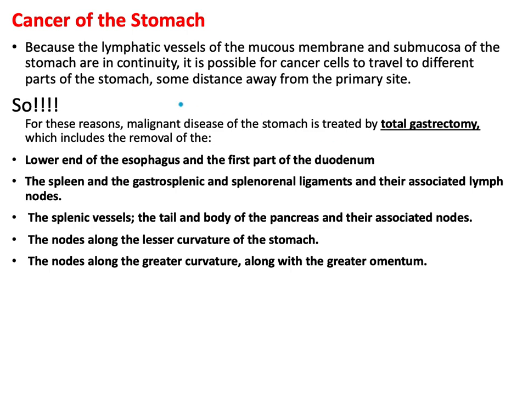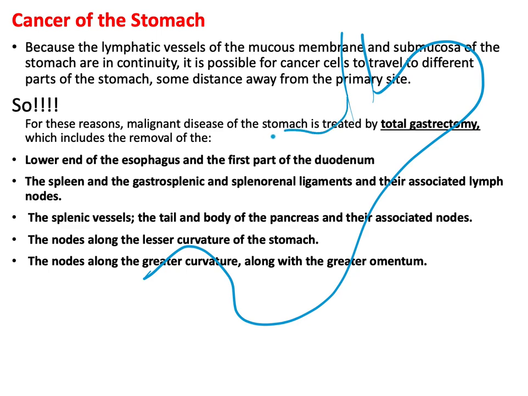Okay, so cancer in the stomach, this is the problem, especially when you know that we have many structures behind it, and that the lymphatic vessels of the mucous membrane and submucosa in the stomach are in continuity. As I mentioned earlier, cancer here or there can be transmitted anywhere through the lymphatic vessel network in the stomach. So the only way, mainly, is to do what we call total gastrectomy, removing the stomach altogether.